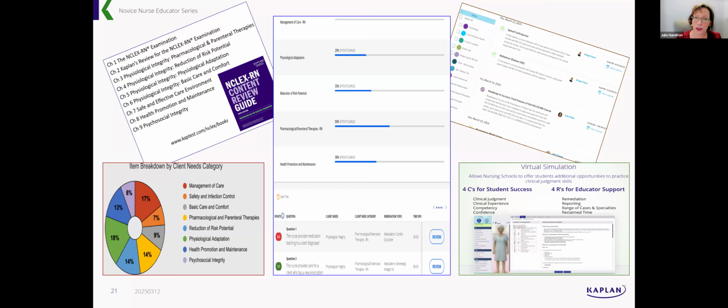We have a content review guide, and each one of the chapters is a client needs category. So if they know they're weak in management of care, they're weak in safety and infection control, they're weak in pharm, they can go right to that content review guide and look at the information. We also provide blueprints to our faculty on our exams, and we break down that distribution of the client needs categories. At the top right of the slide here, we have our channel presentations.